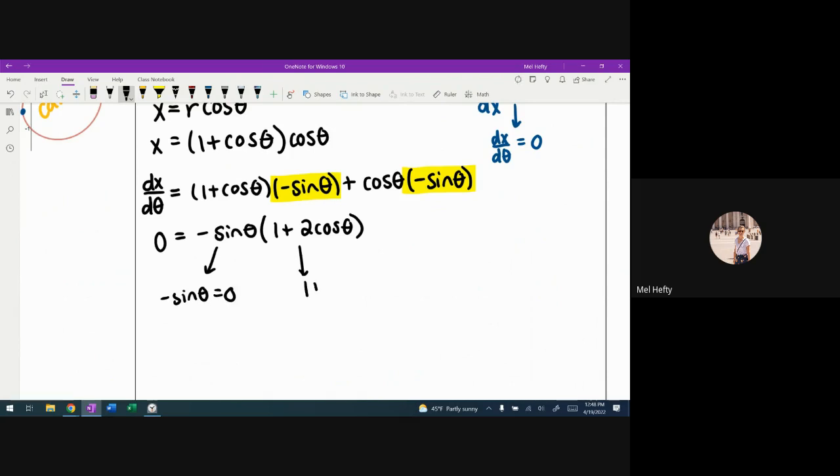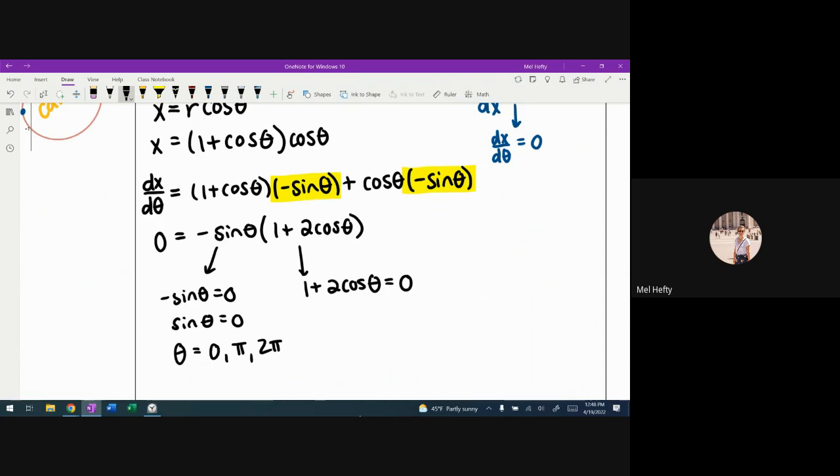All right, I got two things to set equal to 0. Here's our unit circle again. All right, are you ready? Where is sine 0? 0, pi, and I'm going to add in 2 pi as well.